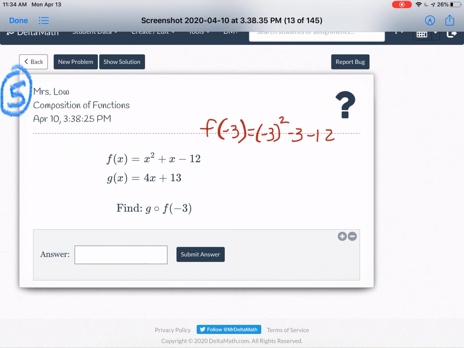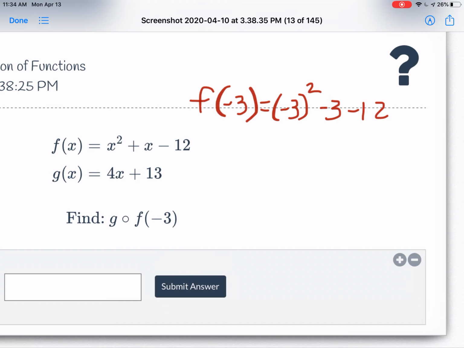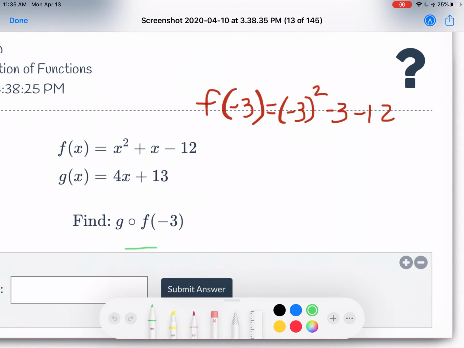Okay, 5. So I wanted to review compositions of functions. So I give you an f function, I give you a g function, and I want you to find g of f of 3. So remember we work backwards on this. We're going to first find f of negative 3.